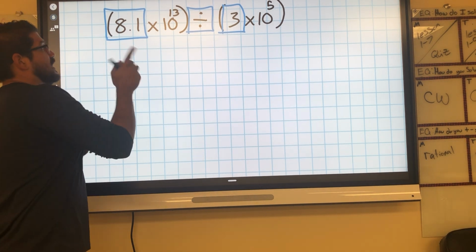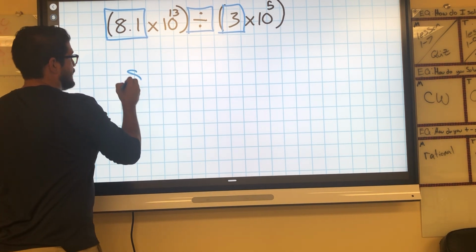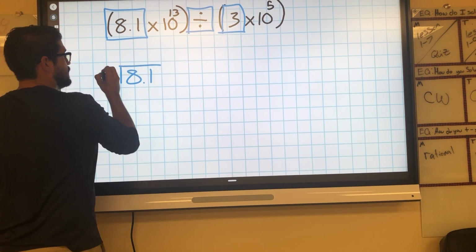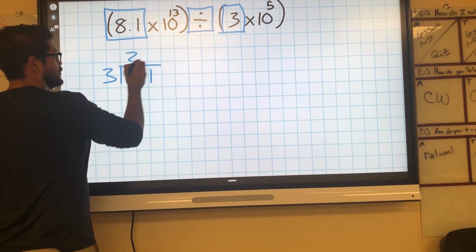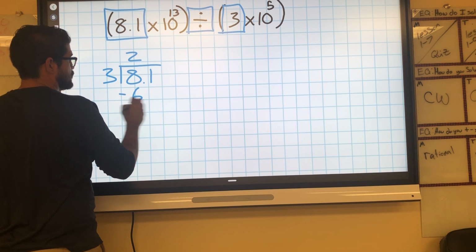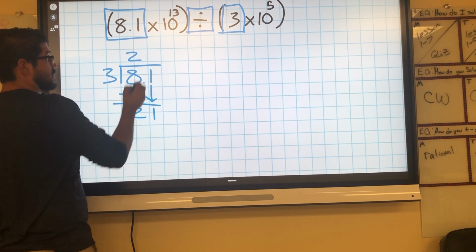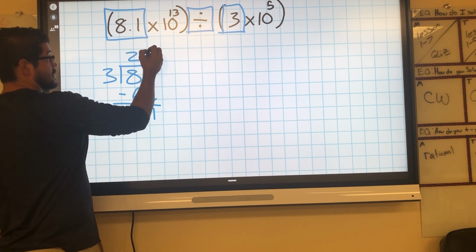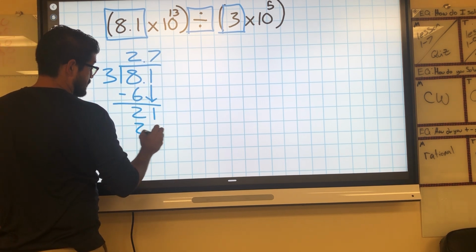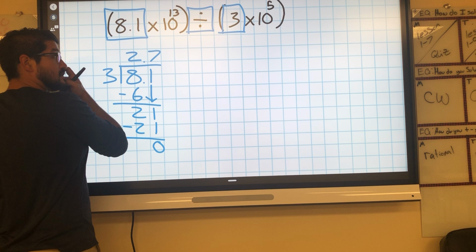So 8.1 divided by 3. So we do 8.1 divided by 3. That's 2. That's going to be 6. Subtract. You get 2. Bring down the 1. How many 3 is going to 21? Decimal point is going here. That's going to be 7. That's going to be 21. Subtract, you get 0. So that's going to be 2.7.